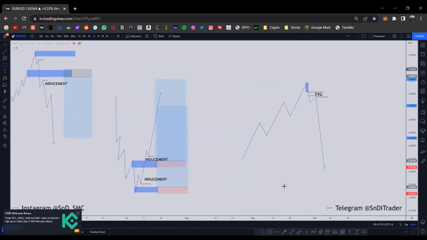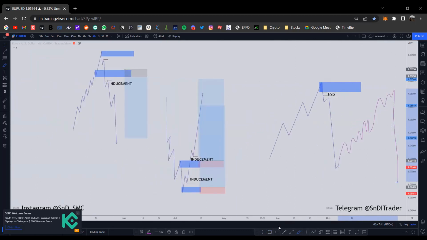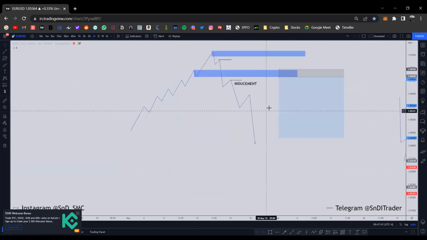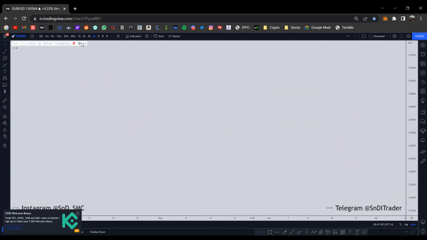That will be your inducement. So you will have your point of interest just here, and this will be your inducement. Price will come again here, take out the inducement, fill the fair value gap and drop. That is what the inducement thing is. So let's go on a real chart and explain these things to you.